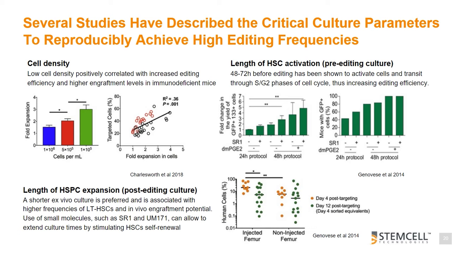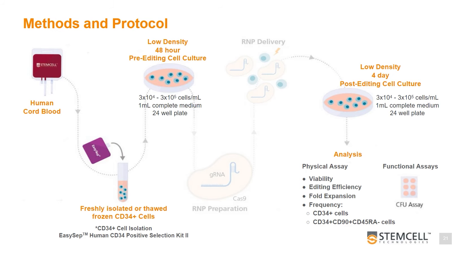Importantly, this study also showed that the combination of all of the key parameters discussed here, low density culture, optimal stimulation length, and minimal post-editing culture, together with the use of small molecules, was able to extend rare gene-edited primitive HSCs during the tested protocol. And keeping in mind the discussed key parameters, now I will walk you through the study we performed to optimize and validate the culture conditions for genome editing workflow for CD34 cells.